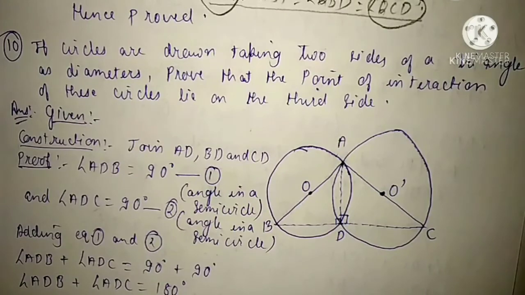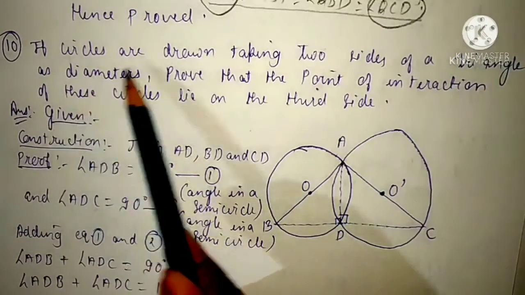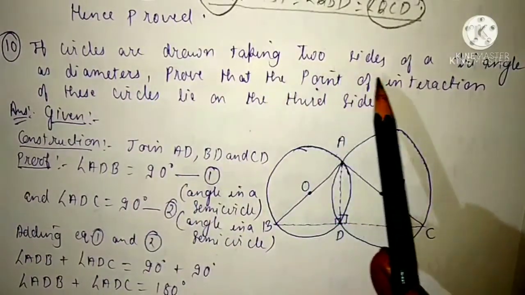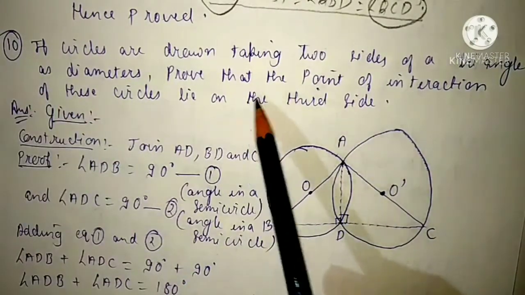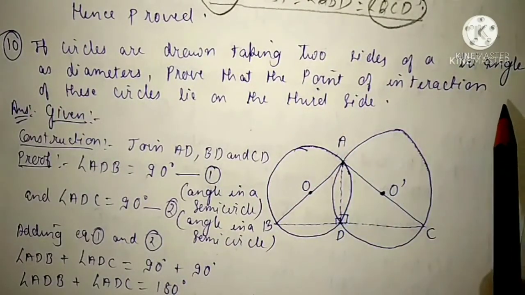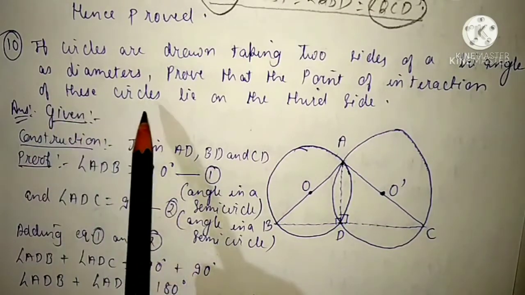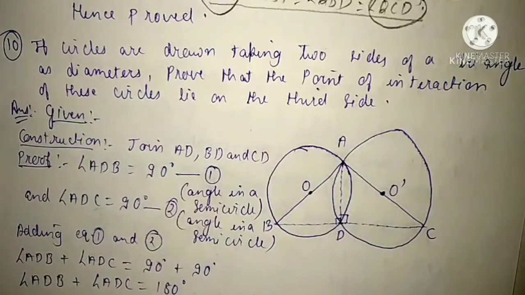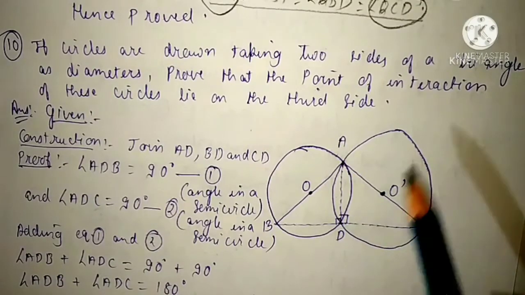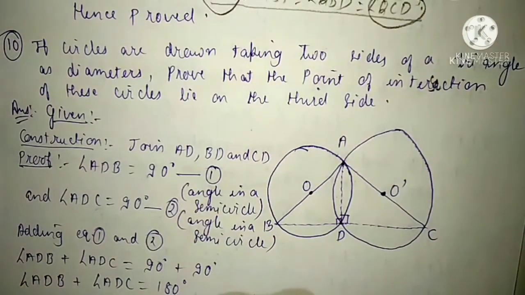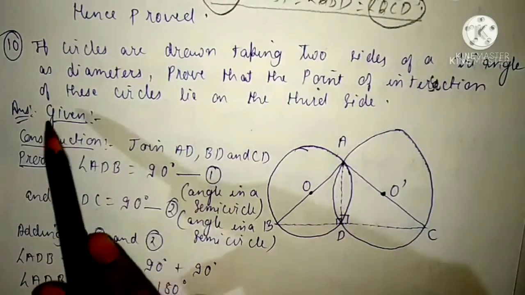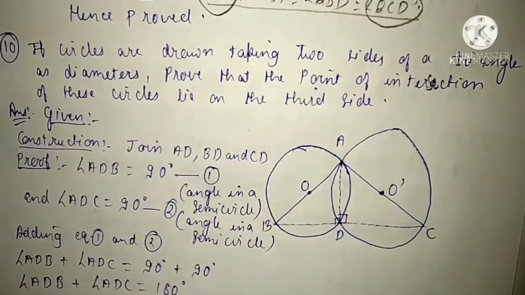Now see the 10th question. If circles are drawn taking two sides of a triangle as diameter, prove that the point of intersection of these circles lies on the third side. This is the intersection. Point of intersection of these circles lies on the third side.